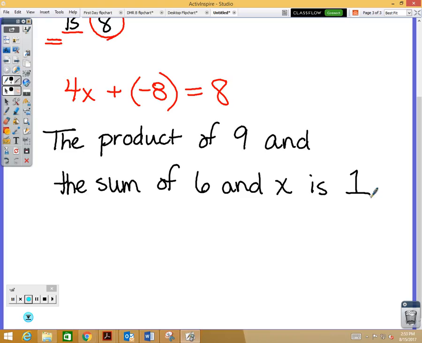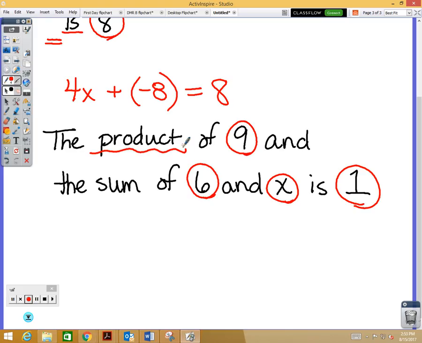So I kind of liked how before you guys identified your parts, your numbers, and your variables. The 9, the 6, the x, and the 1. We need all those things in here. Product means multiplying. Sum means adding. Again, is means equals. What are we going to do with the product of 9 and the sum of 6 and x? How are we going to write that?